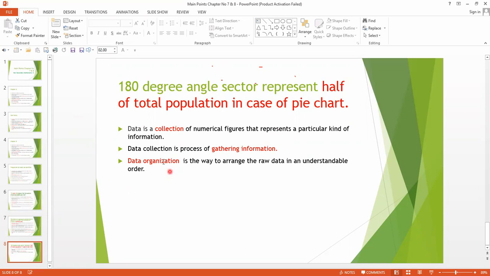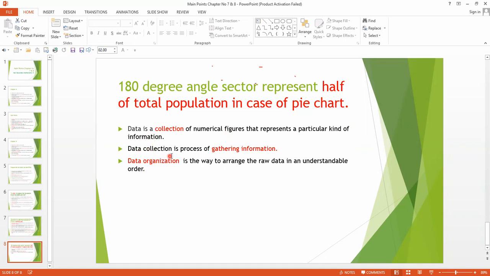Next point: data is a collection of numerical figures that represent a particular kind of information. Always remember what data is. It is a collection of numerical figures. How do we find the numerical figures? Suppose I ask you which city you want to go to for a trip during the summer vacation. You tell me your different choices, so in this way I collect the information. That information which I collect is called the data. Now I think it is clear.